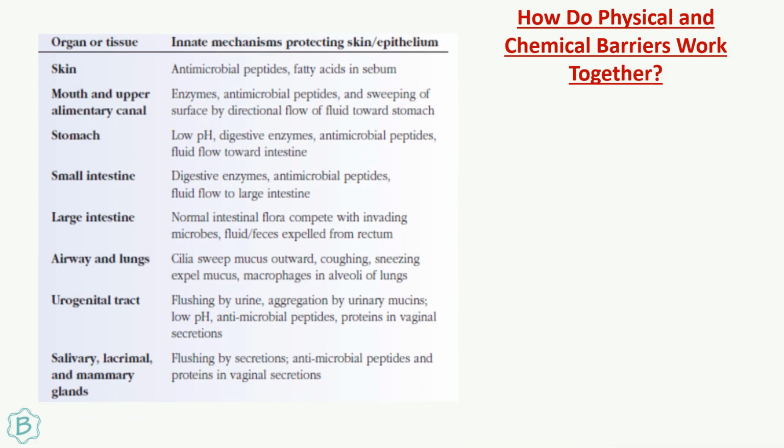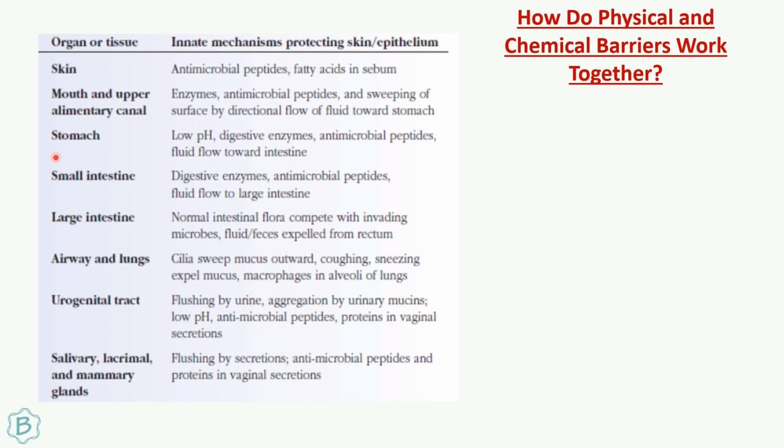In this table, we can see how the physical and the chemical barriers work together in order to create anatomical barriers. So the first organ is skin. We have studied about skin in a lot of detail under physical barriers. Then comes mouth and upper alimentary canal. These would contain many enzymes and antimicrobial peptides, and there is constant directional flow of fluid towards the stomach. So nothing stays over there for a long time.